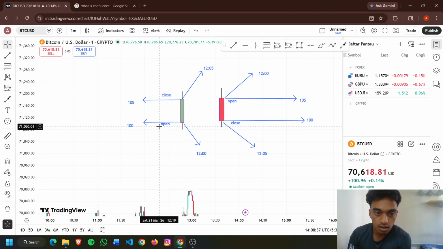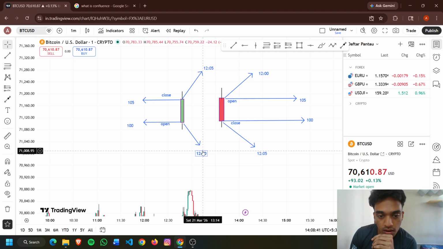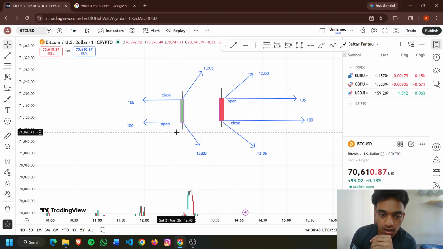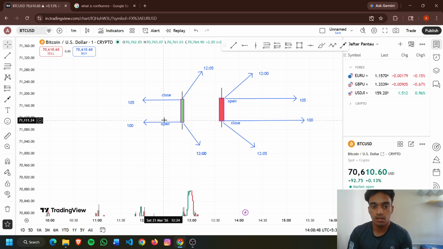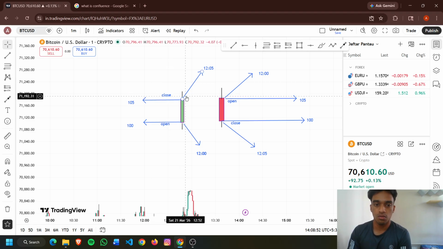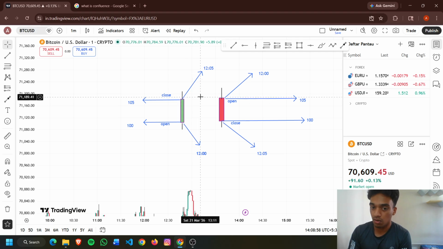Okay, so for example, the open price is at 12 o'clock. I mean, the open price is 100 and the time is 12, and you put a 5 minute time frame. So after 5 minutes, it just reached 105 and it'll close. Then another candle will start forming. So this is basically how candles form.